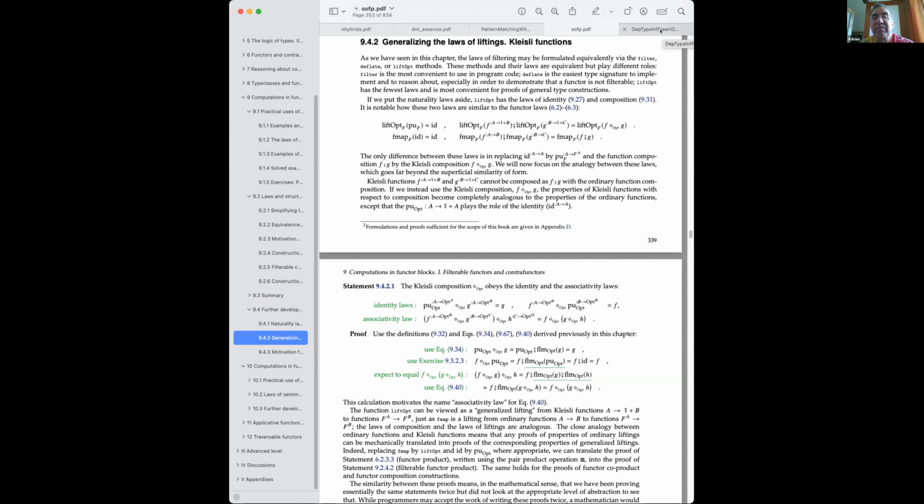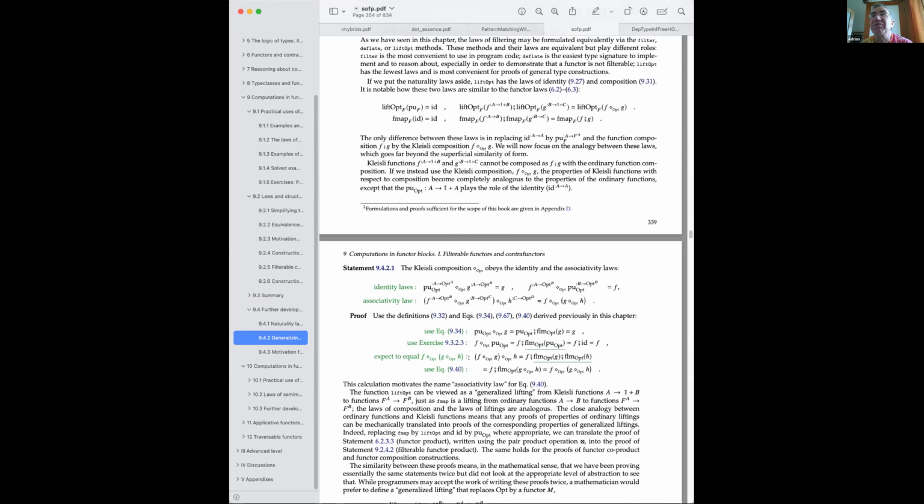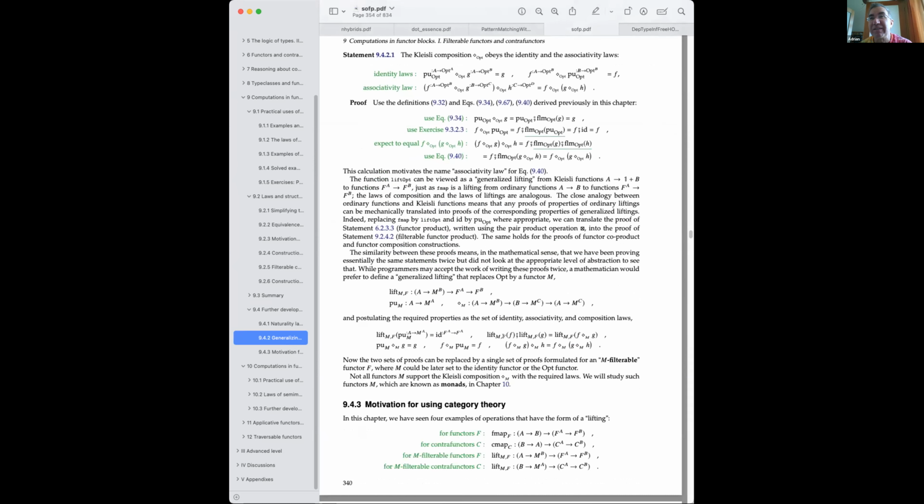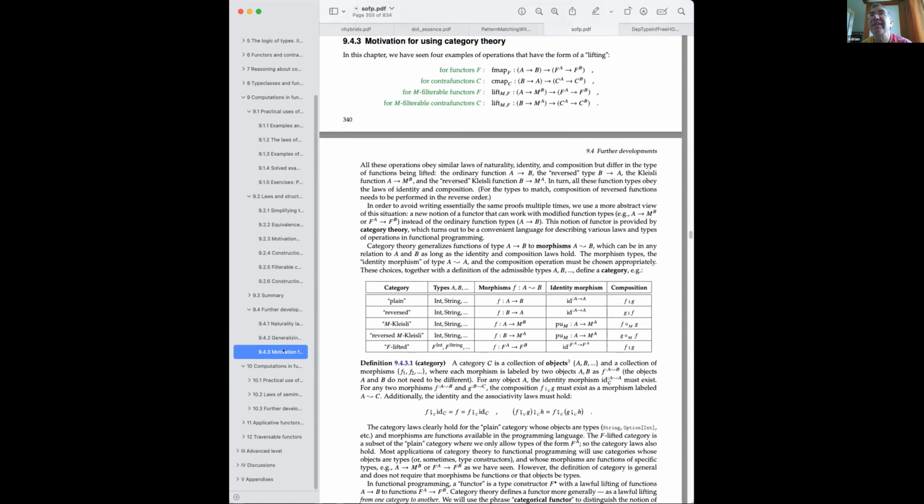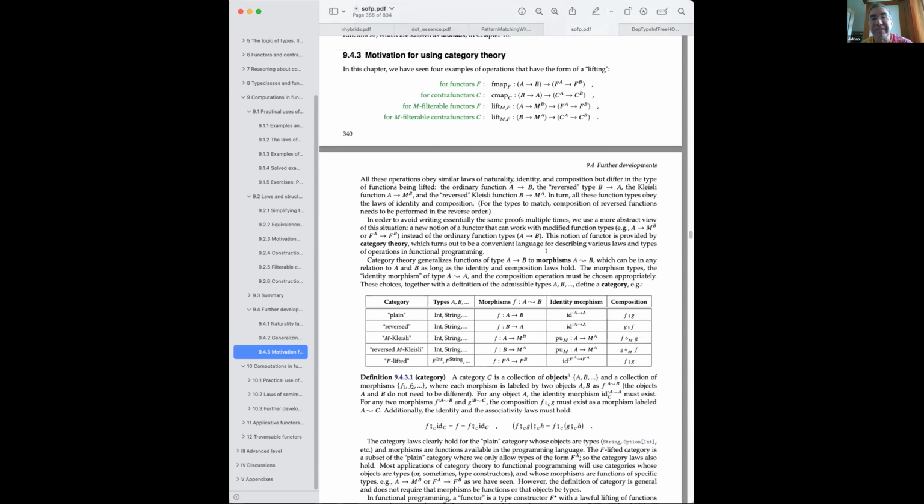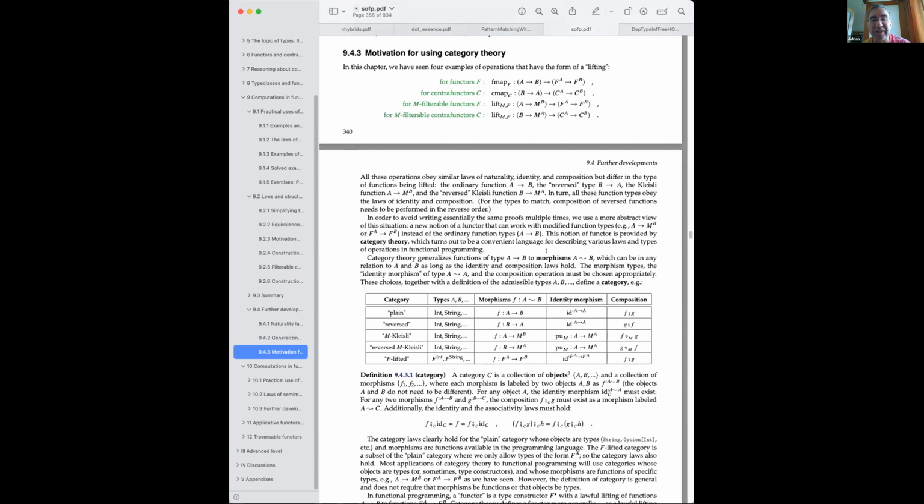So, yeah, I guess the other sections here are the Kleisli section, Kleisli functions, and Kleisli composition. And a blurb on category theory, which I think those of us who have been doing the category theory track are convinced that category theory can play a role here.